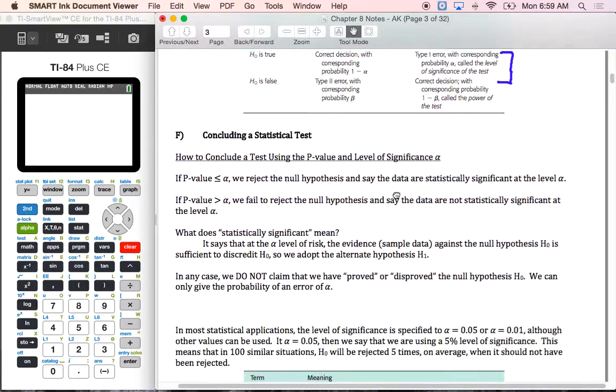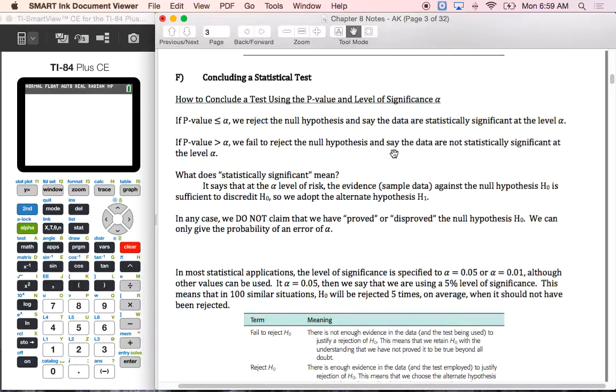Now we conclude a test. Once you know what your alpha is, if the p-value you find is less than alpha, we can reject the null hypothesis and say the data are statistically significant at level alpha. If it's greater than alpha, we're going to fail to reject the null hypothesis and say the data is not statistically significant at the level alpha.